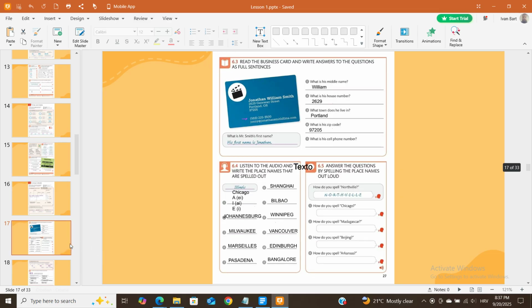6.3 Read the business card and write answers to the questions as full sentences. Jonathan William Smith, 2629 Gateway Street, Portland, Oregon 97205. Phone (503) 225 3500. Johnny at JonathanSmithFilms.com. What is Mr. Smith's first name?